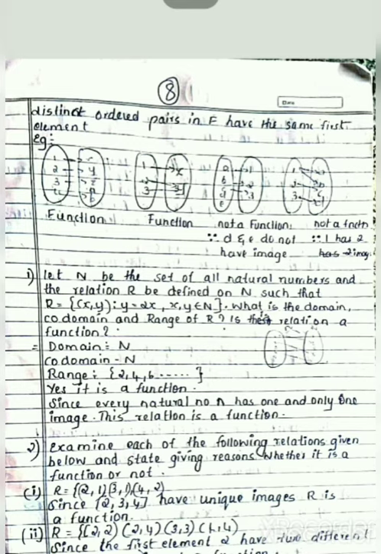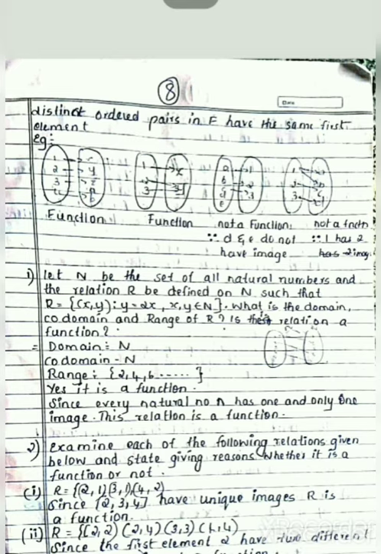Next, what is the range? In that, range is only the even numbers, because odd numbers are not the images of the relation, because the relation is defined as y is equal to 2x. So the range becomes 2, 4, 6 and so on, all the even numbers.